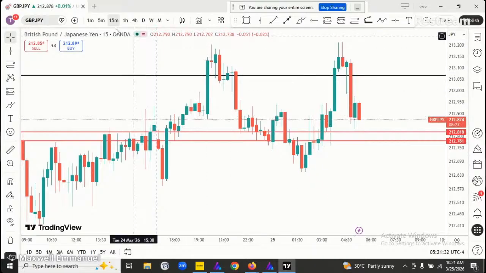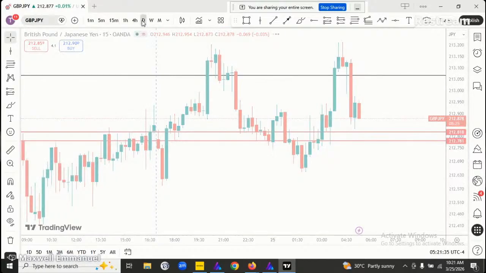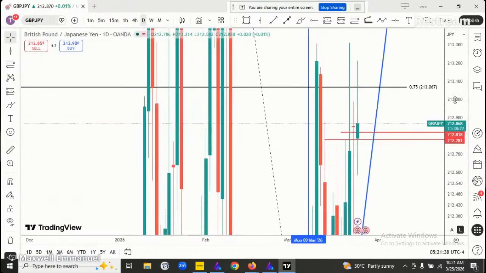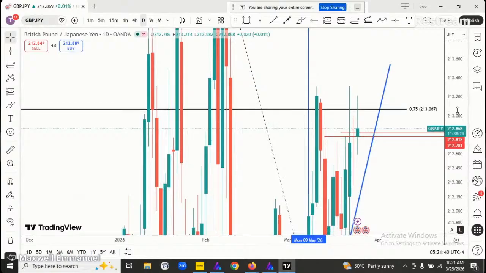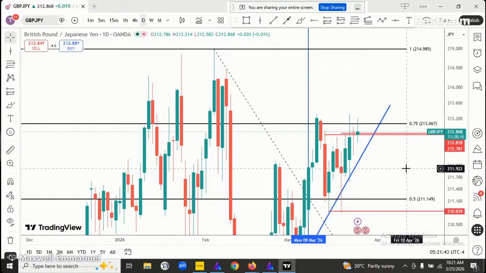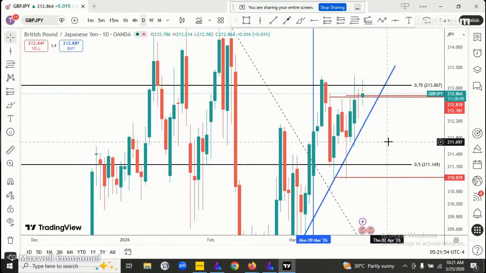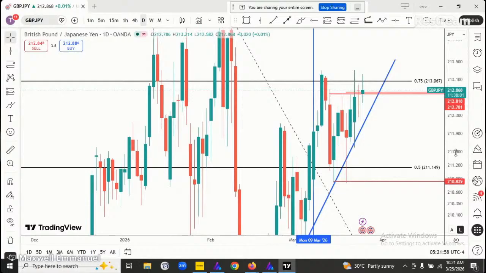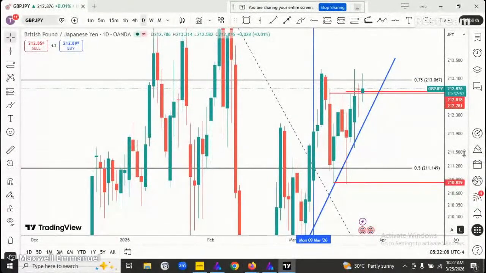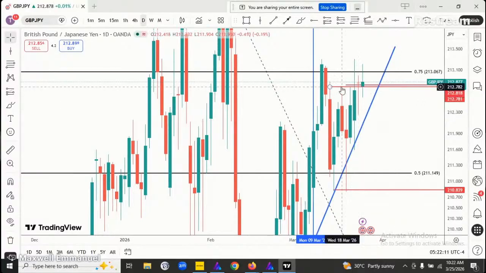GBPJPY has been playing with my emotions since yesterday. I took a sell on JPY yesterday, around 2 p.m. I took the trade, and GJ has been tormenting me. Up, down, up, down. But so far, I think I should be in profit here on GJ. So I feel GJ would sell.